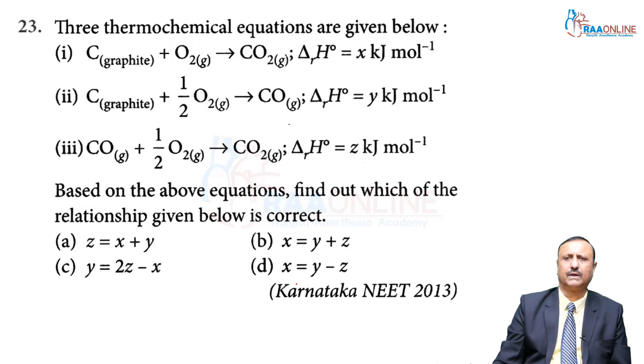Three thermochemical equations are given below. Based on these equations, find out which of the relationships given below is correct. Here, my dear students, you can see number 1: carbon graphite plus O2 gives CO2, delta H reaction is X kilojoule. Next, carbon graphite plus half O2 gives CO, delta H reaction is Y, and CO plus half O2 gives CO2, delta H reaction is equal to Z.